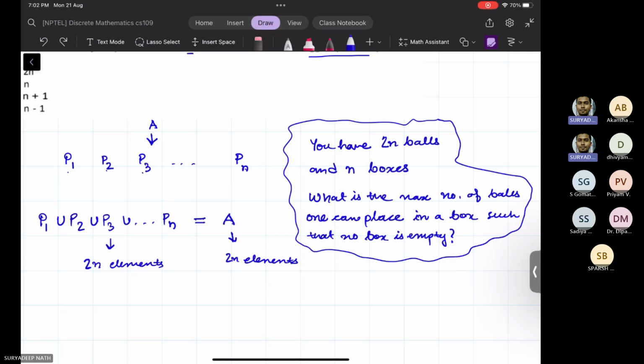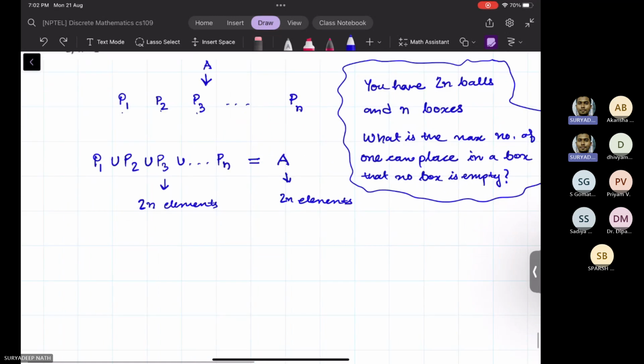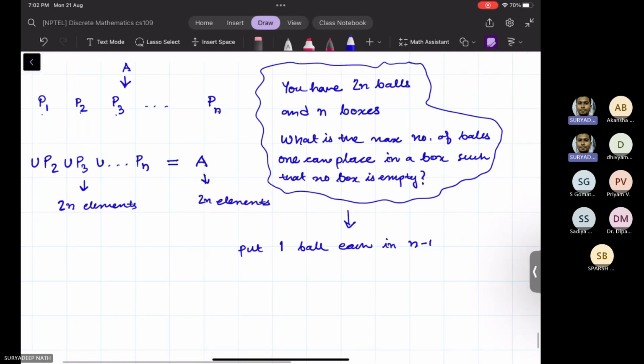n plus 1, right? I'll explain why this is n plus 1. What you do is put one ball each in n minus 1 boxes. You take any n minus 1 boxes, and you place one ball each in these n minus 1 boxes.